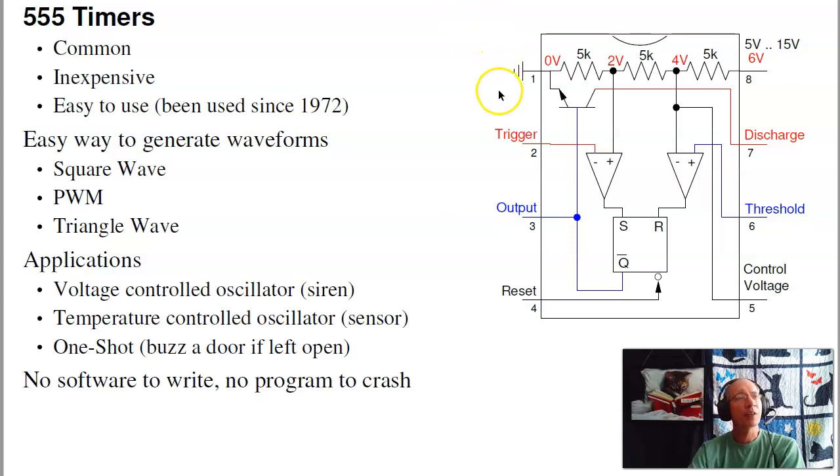What a 555 timer consists of are three 5K resistors, hence the name 555 timer. An NPN transistor that acts as a switch. When Q bar goes high, it shorts discharge to ground. It's got two comparators where I can set or clear an SR flip-flop. And that's pretty much it. With that, I can do different applications.